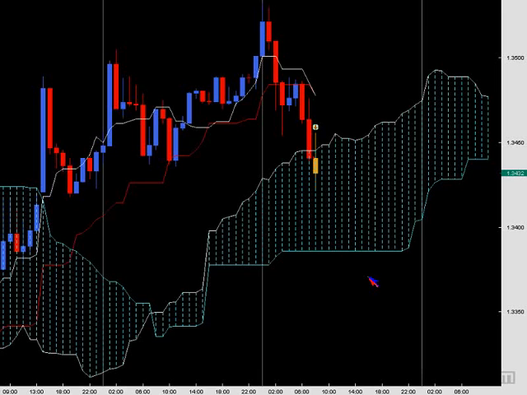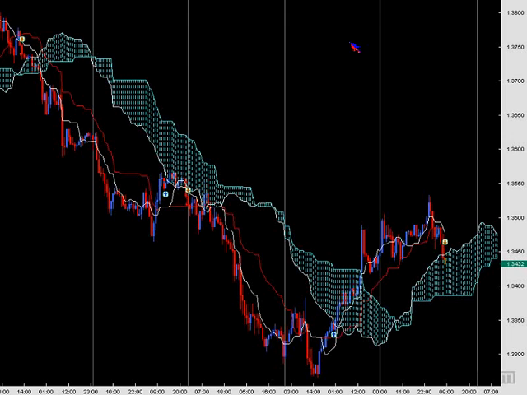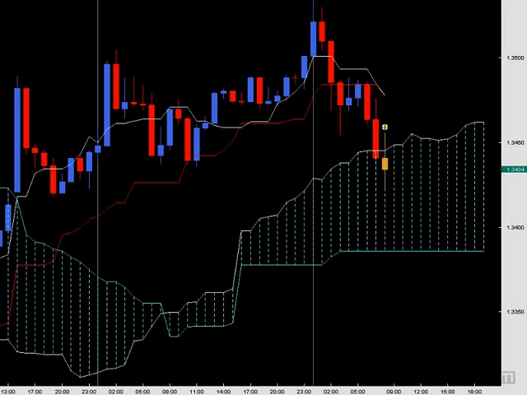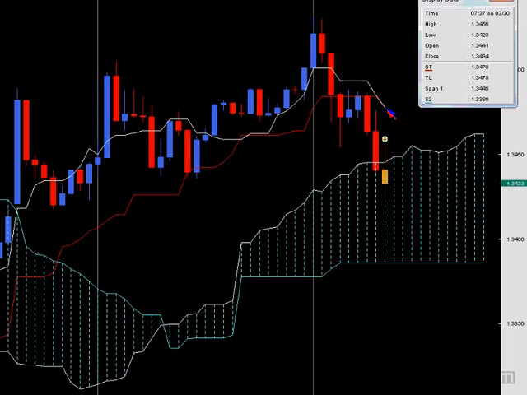Bones, are those arrows merely crosses of the red and white lines? Actually, if I go through each one, you'll see that they're not. Let's zoom in here. We'll start off real quick. This thing actually hasn't crossed. The red and white lines haven't crossed. According to the display data here, the TL, which is the white line, is 3478, and the ST is 3478.